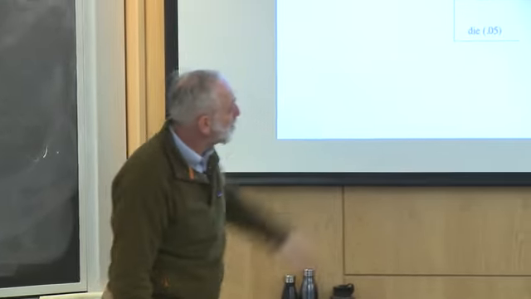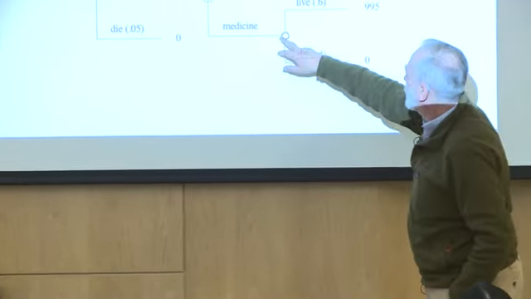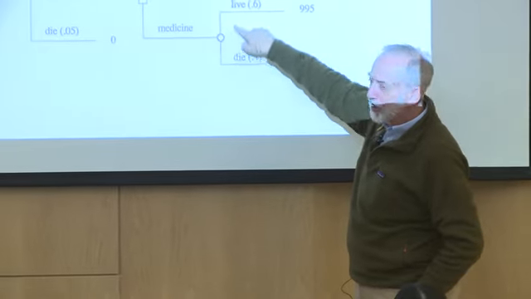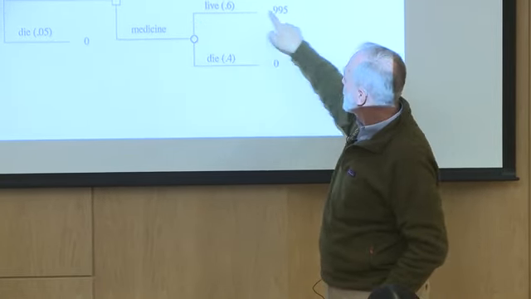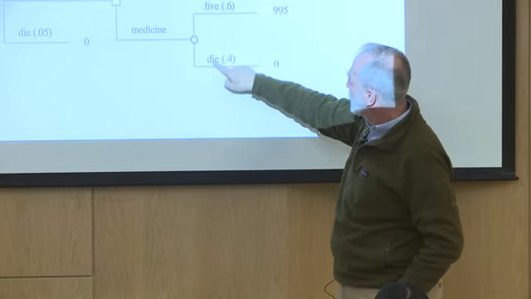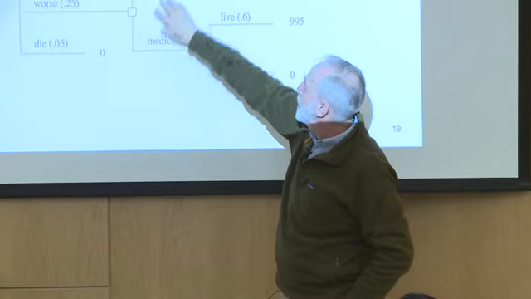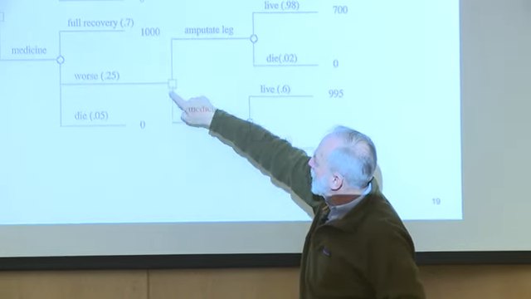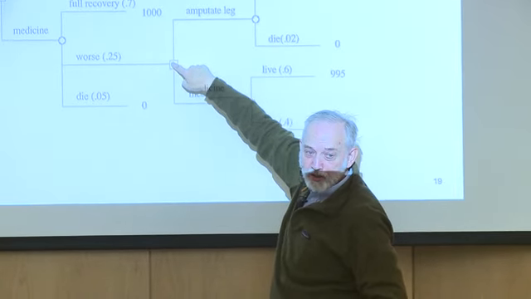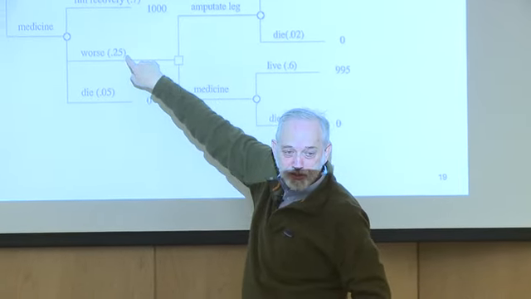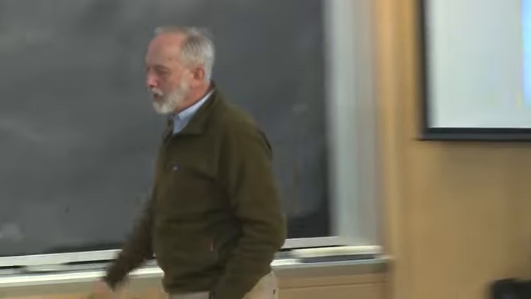So how do you solve a problem like this? Well, you say, okay, at every chance node, I can calculate the expected value of what happens here. So here it's 0.6 times 995, 0.4 times 0. That gets me a value for this decision. Do the same thing here. I compare the values here and choose the best one. That gives me a value for this decision. And so I fold back this decision tree.